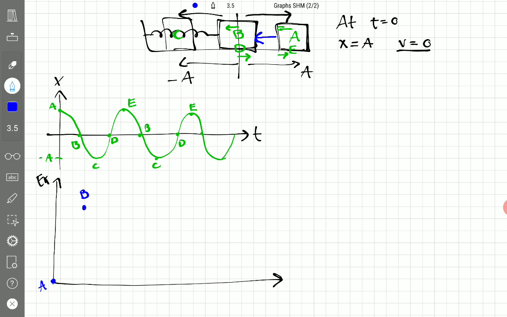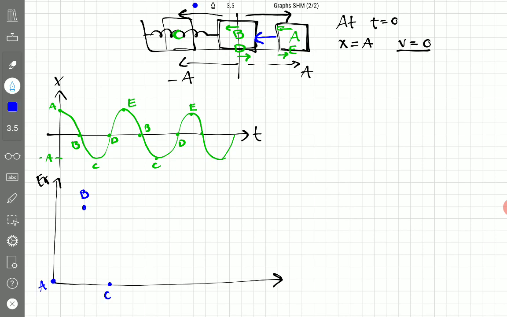What happens when it gets to point C? What will be the value of the kinetic energy? Think about it. If you need to pause, pause. You're right, the value of the kinetic energy is going to be 0 at point C because that's where it stops, right?